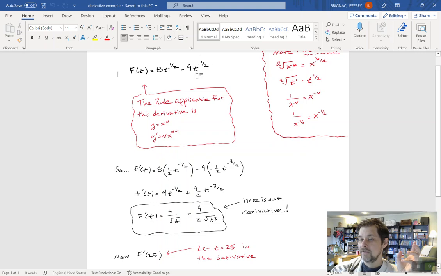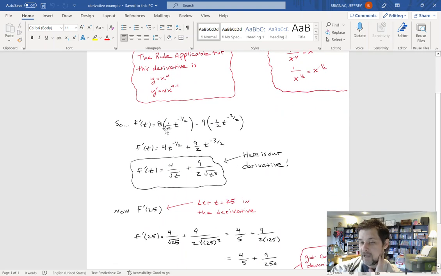And then the derivative of t to the minus 1/2 power, you get minus 1/2. Bring that down. And then I have to subtract 1, right? So what's negative 1/2 minus 1? That's negative 3 over 2. Now I'll work on this a little bit. For example, 8 times 1/2 is 4.